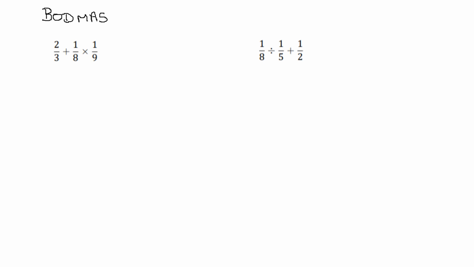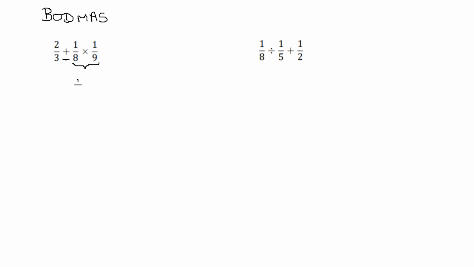So we're going to go with BODMAS. This is brackets, order, which are your indices, your powers, division, multiplication, addition and subtraction. Let's have a look at our first problem. We've got 2/3 add 1/8 multiplied by 1/9. I'm going to do this part first because multiplication comes before addition.